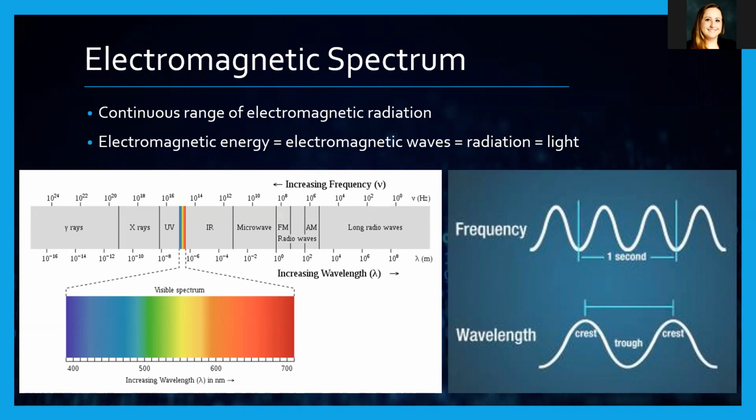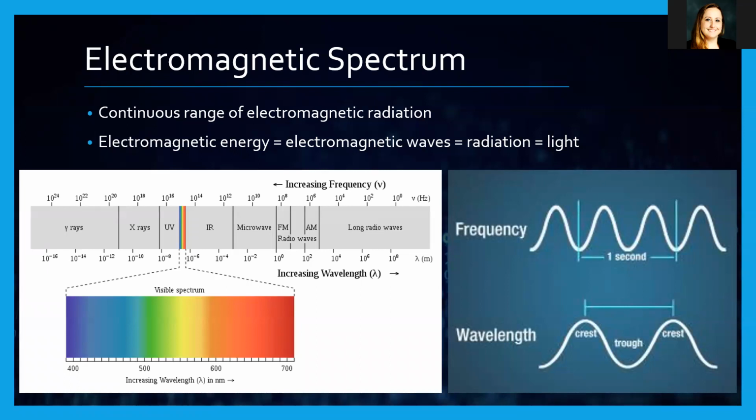The spectrum can be divided into 7 different parts, including gamma rays, X-rays, ultraviolet, visible light, infrared, microwaves, and radio waves. Humans can only detect the visible light portion of the spectrum. They can all be measured in terms of frequency, wavelength, and energy.